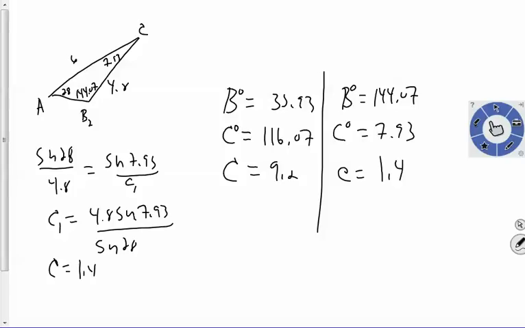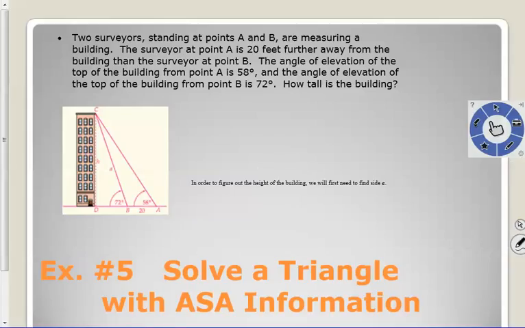So what we're going to do next day in class, we'll be looking at a problem like this with the surveyors, if that makes sense. Make sure we cover all of that. And then we're going to talk about the area of a triangle.